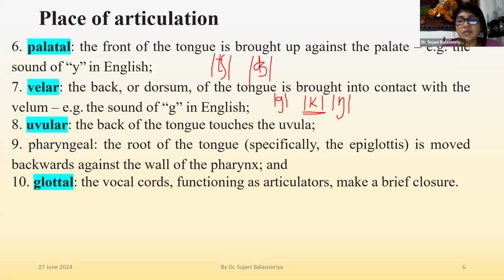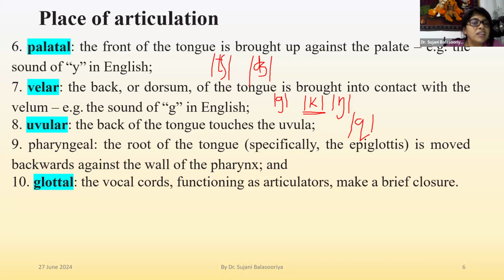Ka is a velar sound, but this is the symbol. We are not very much familiar with it. Our languages do not use this particular sound, but there is a consonant sound like that, which is produced at the uvula, right?